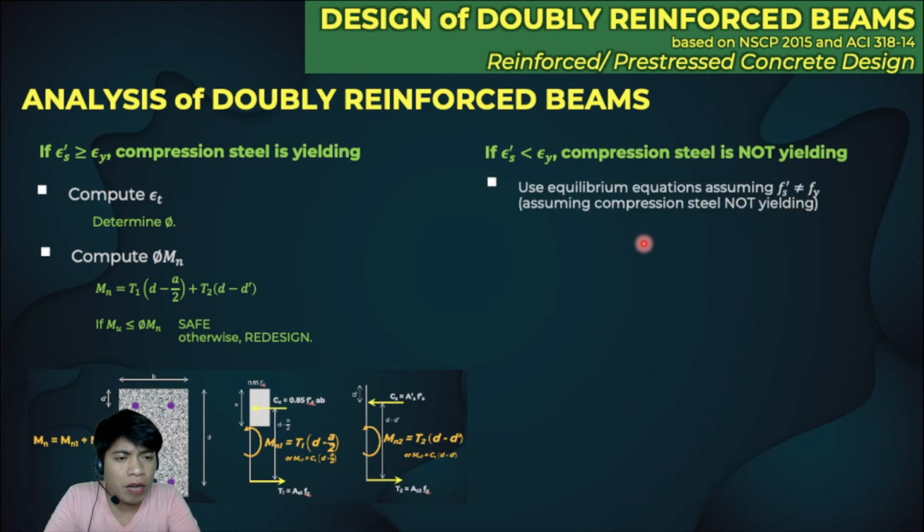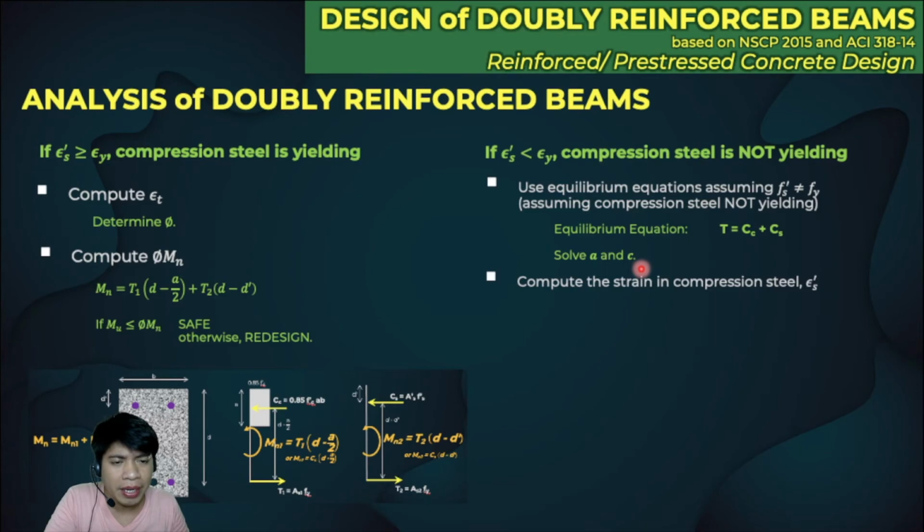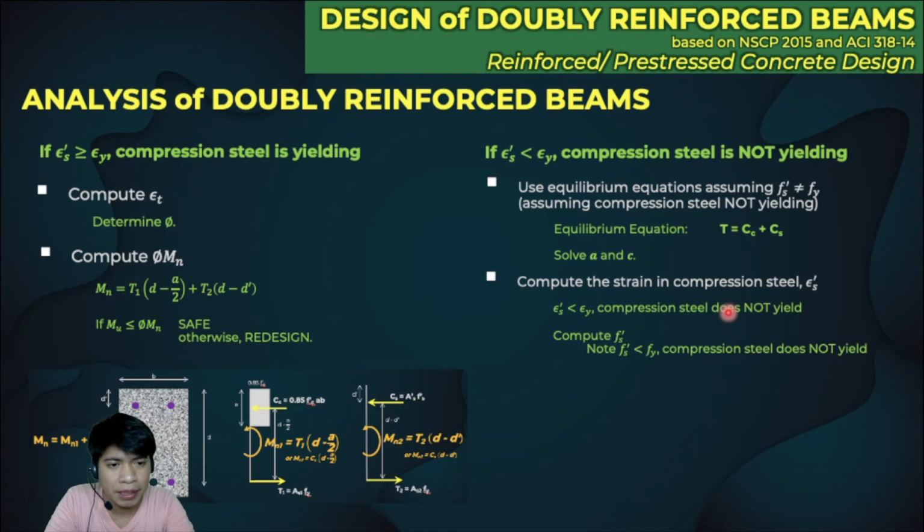So we have to ulitin natin guys yung equilibrium equation, this time assuming that f sub s prime is not equal to f sub y. Okay, then we will solve for A and C here, and then after that, we have to compute the compression steel strain, and then we have to find out na hindi talaga siya dapat mag-yield. Kailangan lang natin i-confirm guys, that the compression steel strain is less than sa ating yield strain. Dapat ito talaga yung mangyari guys, kasi na-find out natin dito pa lang sa taas na yung compression steel natin will not be yielding. Okay, then we have to compute Fs prime, which must be less than F sub y kasi hindi nga siya mag-yield. Okay, then after that, we can now compute the tension strain.